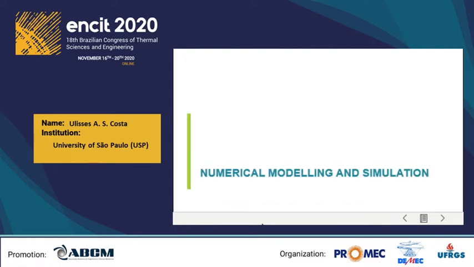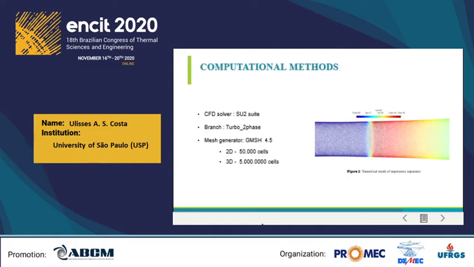Let's turn our attention now to the numerical results. All simulations are performed in the open source CFD code Stanford University Unstructured, SU2. Turbo two-phase is a branch developed by researchers from Delft University, and was used for the calculation of the two-phase flows. All meshes of this work are generated using Gmsh, an open source finite element mesh generator.